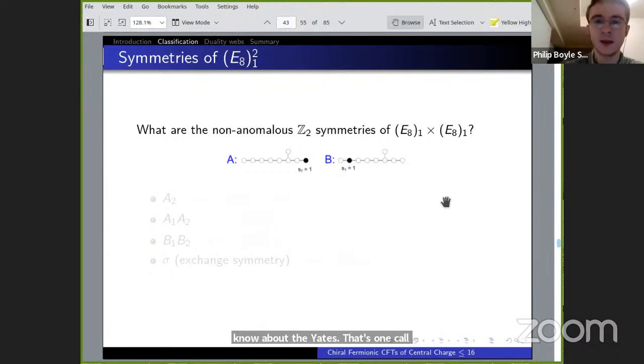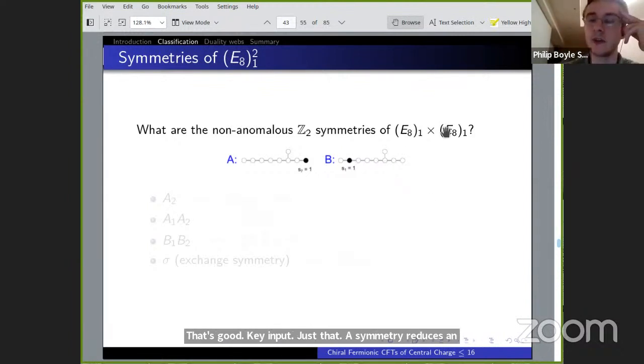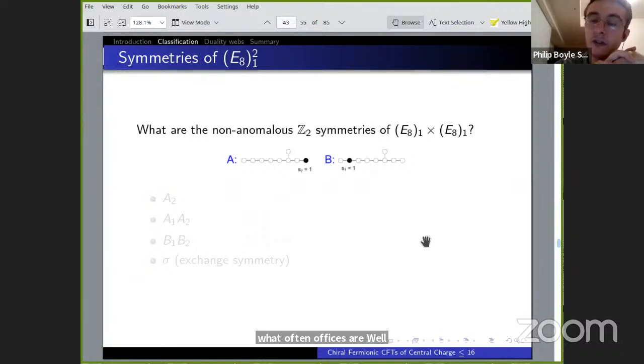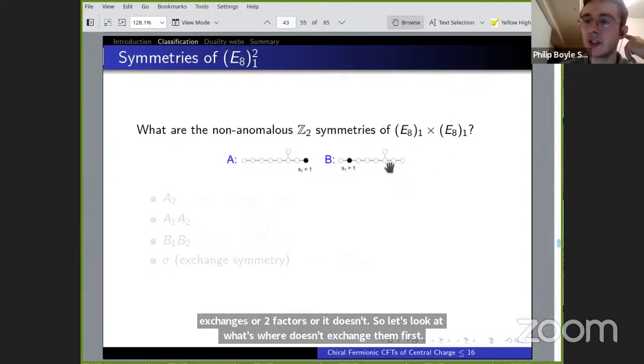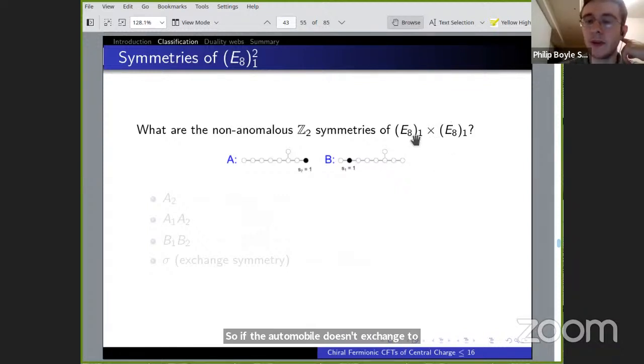Let's go back to the key input, which is that a symmetry induces an automorphism of the Lie algebra. And in this case, the Lie algebra is E8 cross E8. So what automorphisms are those? Well, either it exchanges the two factors or it doesn't. Let's look at the ones where it doesn't exchange them first. If the automorphism doesn't exchange the factors, it must be a symmetry acting on one times a symmetry acting on the other.